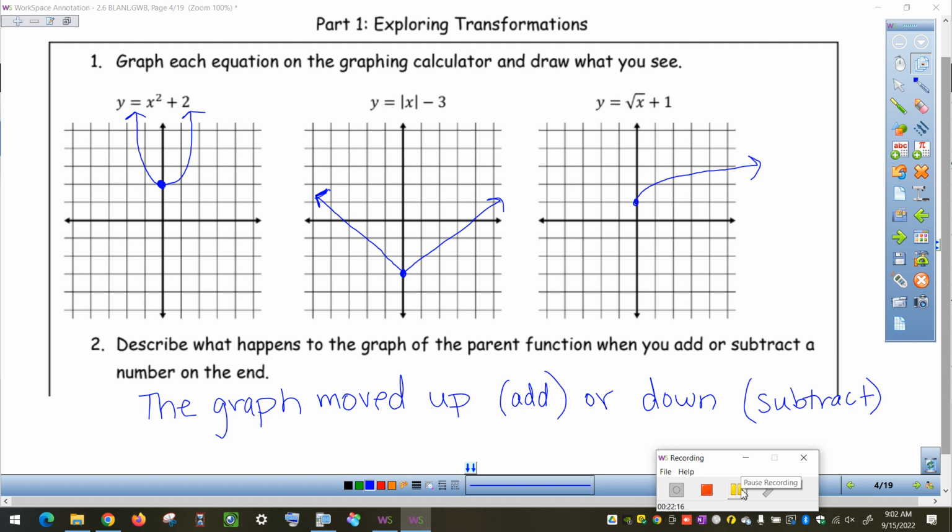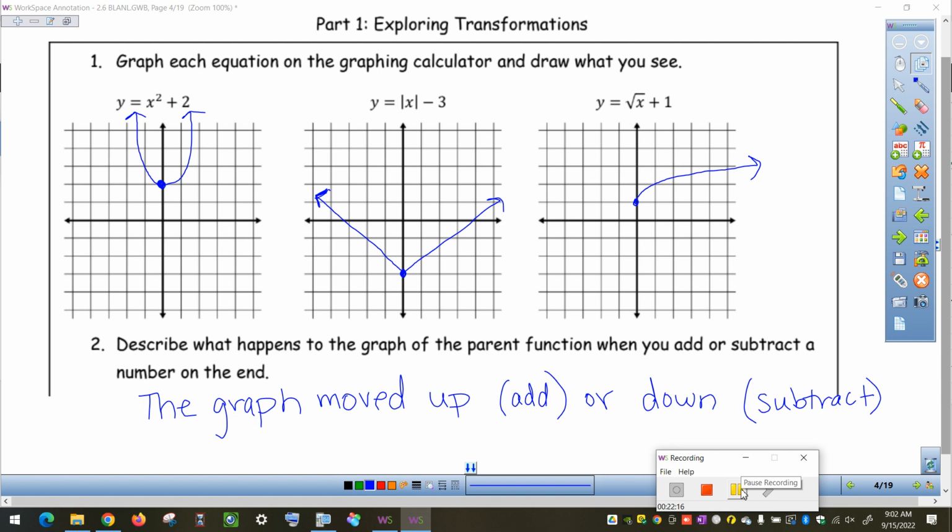All right, so when we added or subtracted a number on the end, hopefully you saw that it caused a vertical shift. So it either made the graph go up or it caused the graph to go down. And how do we know what direction it's going? Well, notice that the two situations that were adding a number on the end, that made our graph go up. Subtracting a number on the end caused our graph to go down.